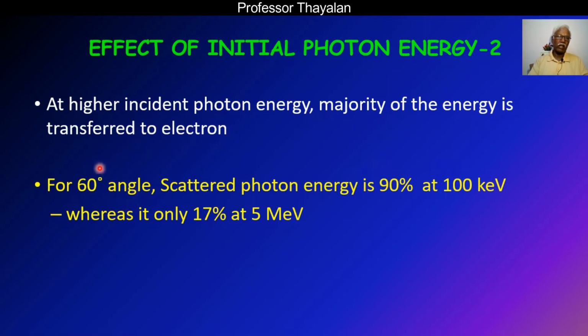For example, for a 60 degree scattering angle, the scattered photon energy is 90% at 100 kilo electron volt, whereas it is 17% at 5 million electron volt. That means if the energy is 100 kilo electron volt, it takes 90% of the incident photon energy, whereas if the energy is increased to 5 million electron volt, it is only 17%. It shows that as the energy increases, the scattered photon energy decreases.